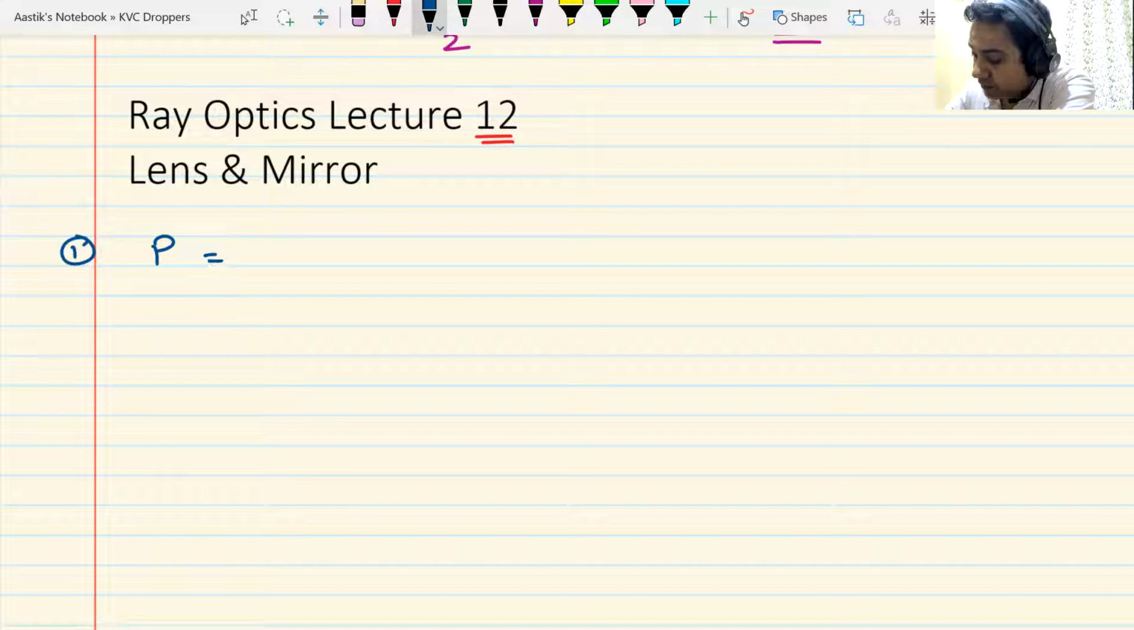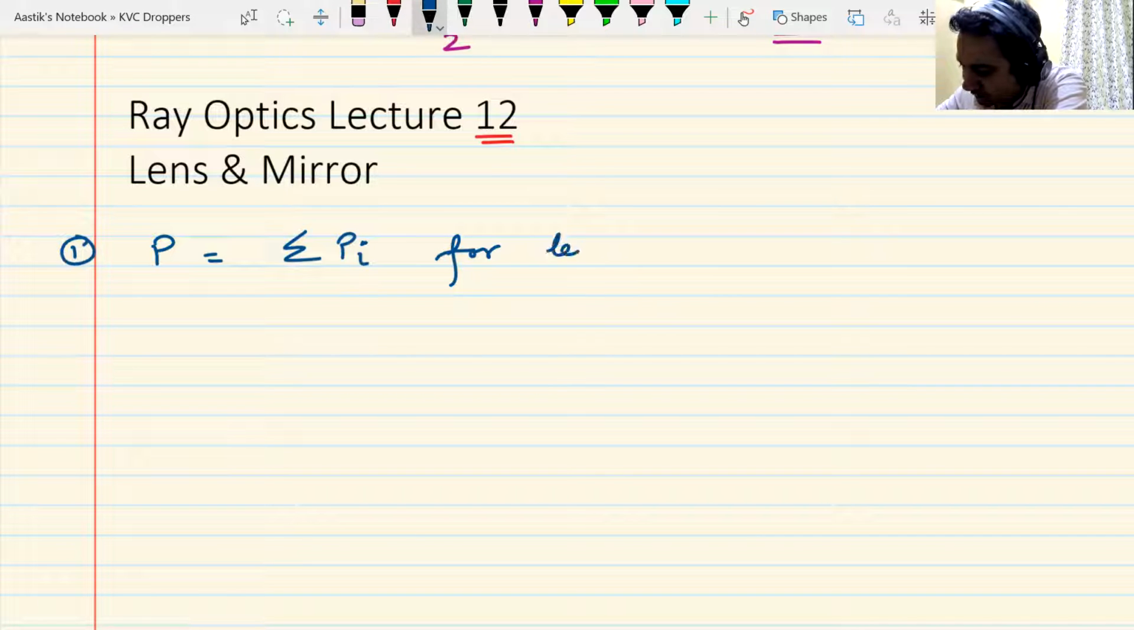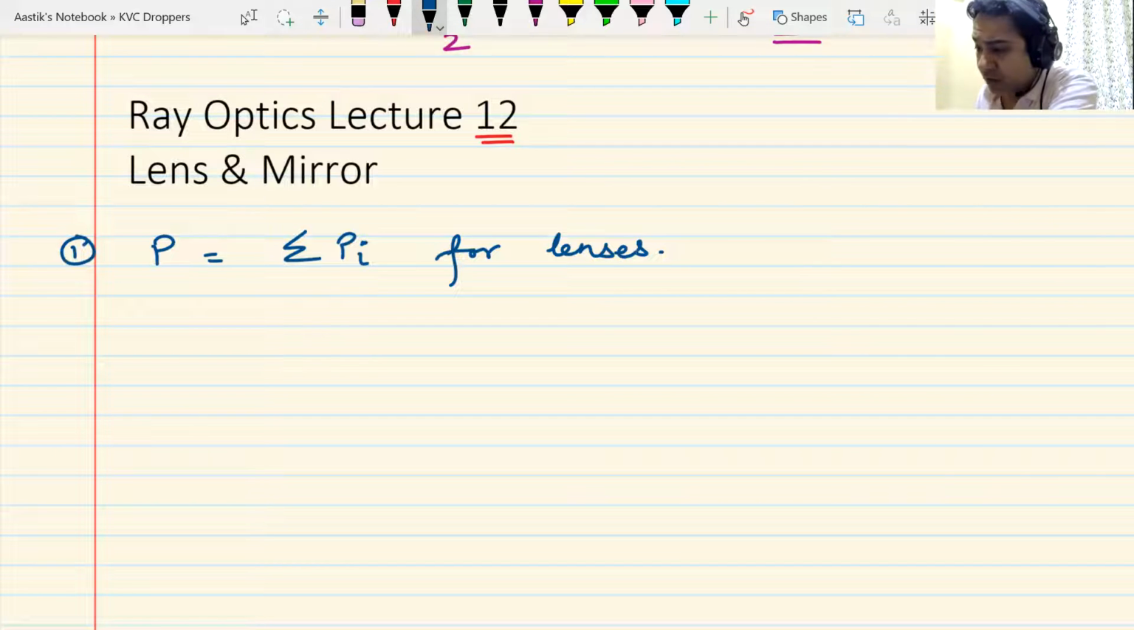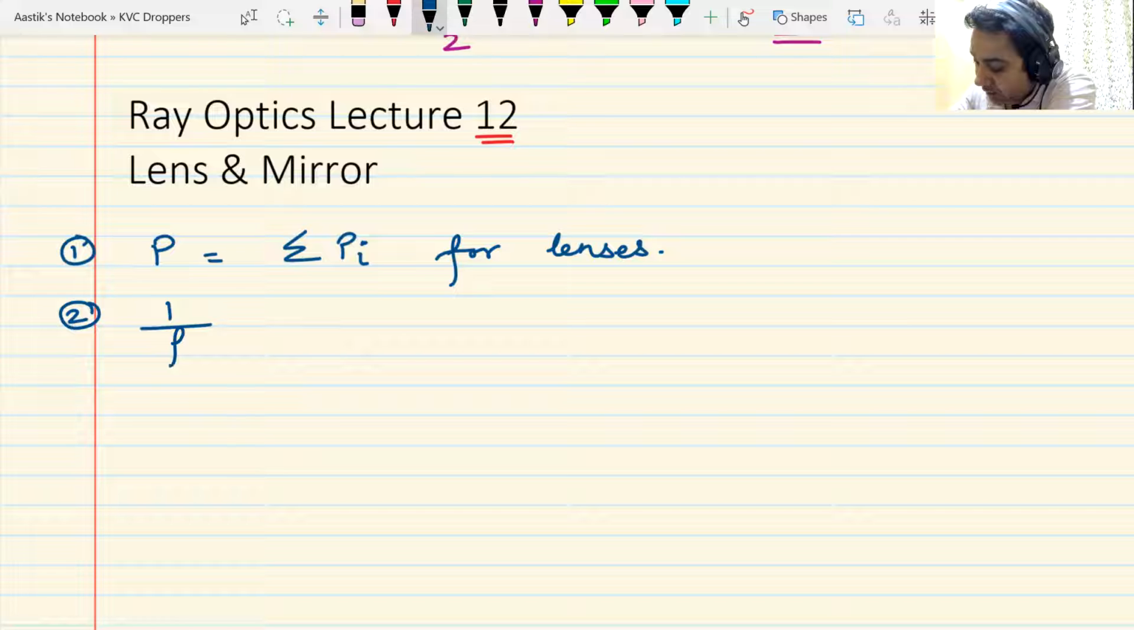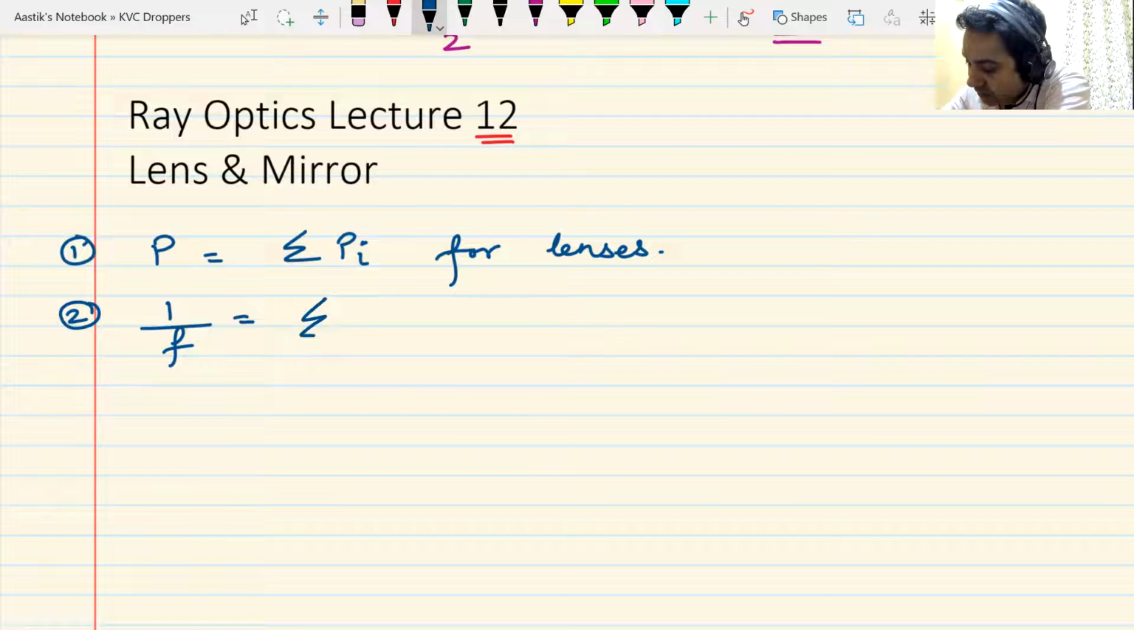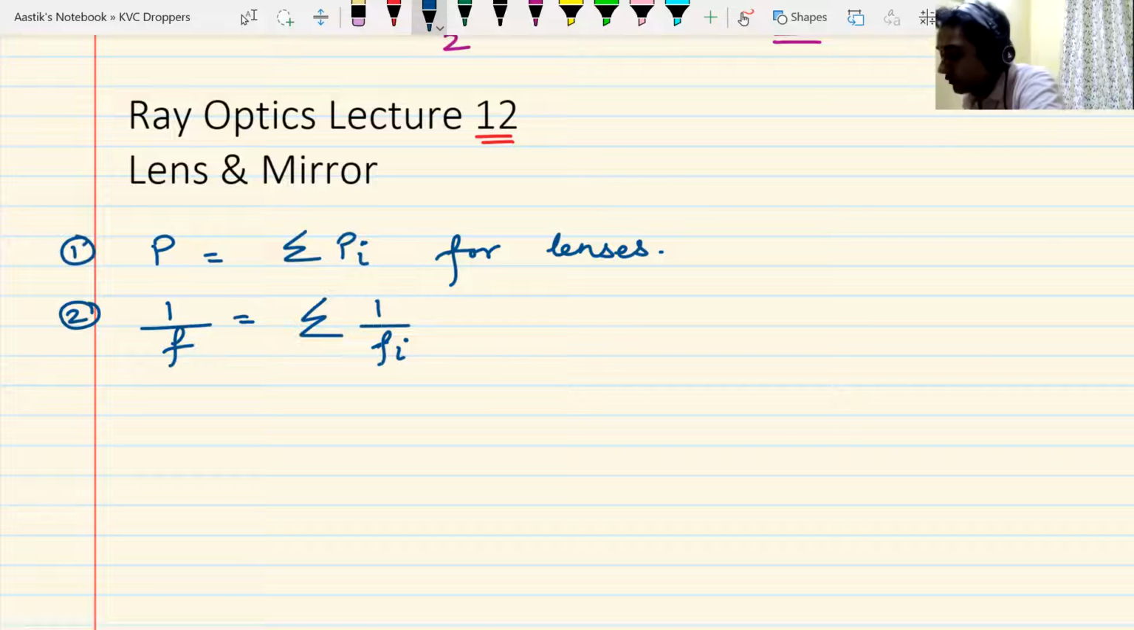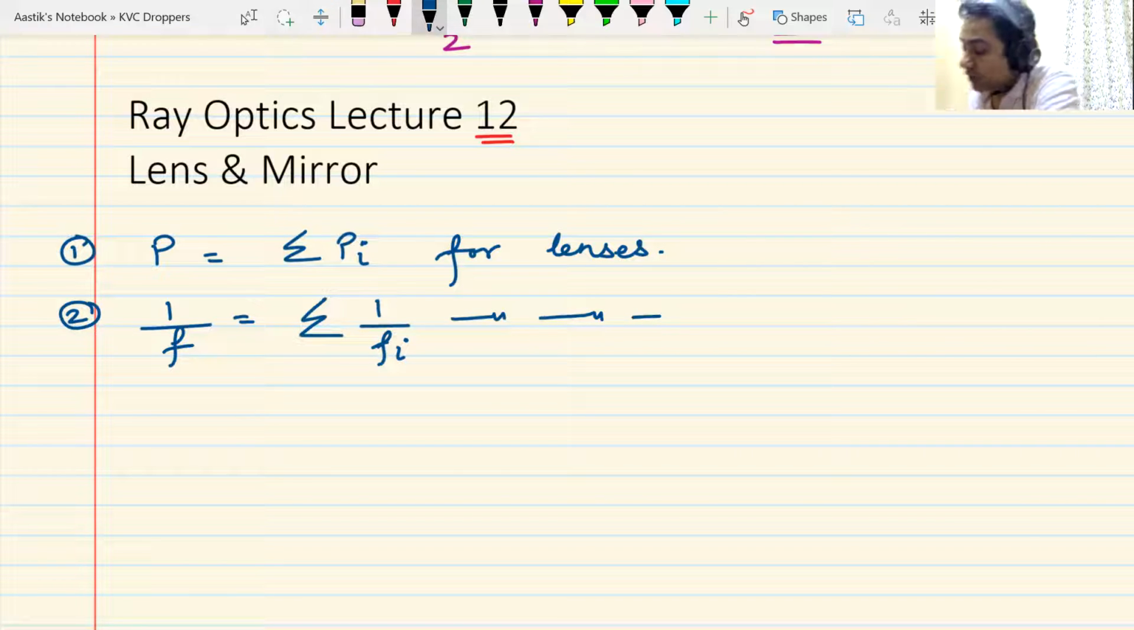The power will be equal to summation of Pi. Do we remember this? Yes, sir. For lenses put in contact, the power of the combination will be the summation of individual powers, or I can write it like this: 1 by f, the power of the combination, will be summation of individual focal lengths, 1 by fi. Do we recollect this?